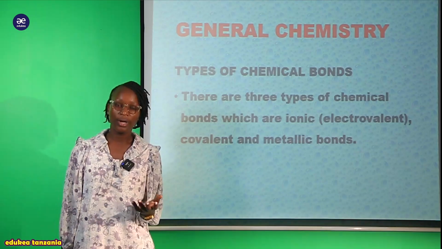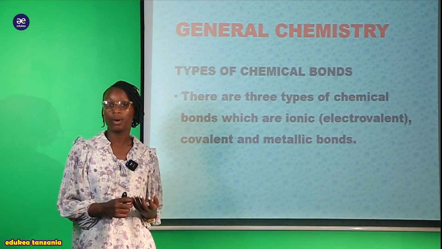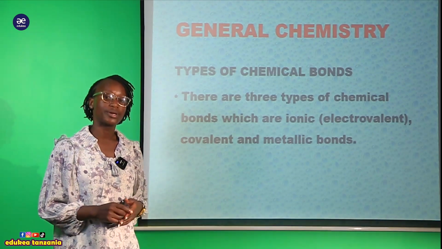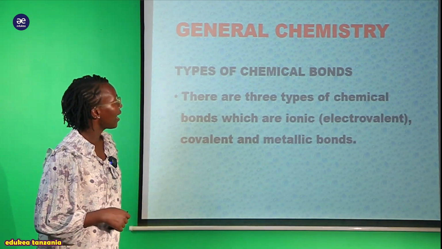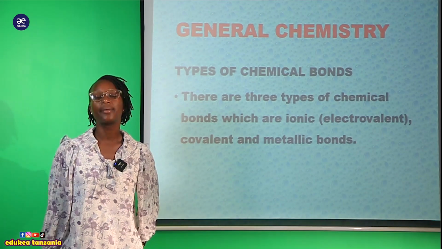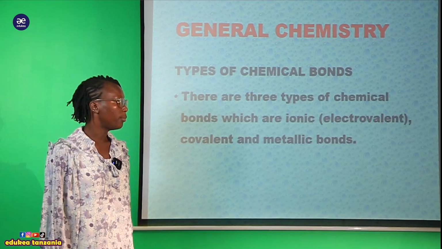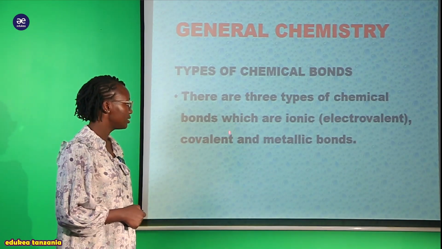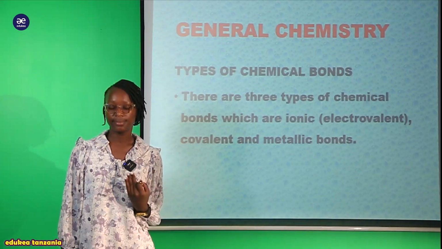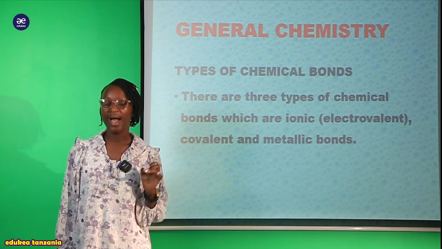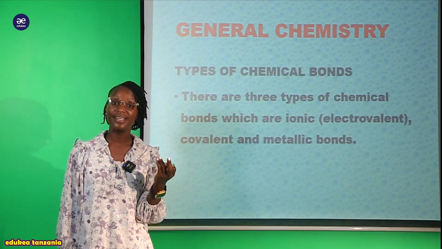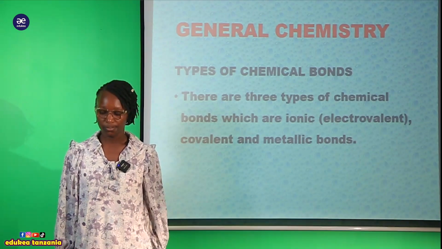Now, the types of chemical bond are obvious, the same as we studied there, but here there are additions that we are going to see. So there are 3 types of chemical bonds, which are the ionic, which is sometimes known as electrovalent bond, but also we have the covalent bond and we have the metallic bond. So these are mainly 3 types of the chemical bond.